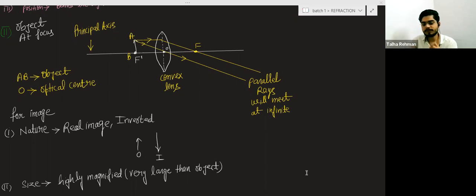So for the image, you will see three things. First, the nature. Nature means whether the image is real or inverted or virtual or erect. And second, you will see the size of the image. You will compare the size of the image with respect to the object. The image can be bigger than the object, smaller than the object, or the same size as the object. And about the position, it means the location of the image with respect to the lens or with respect to the object. So these things you have to check for the image formation.